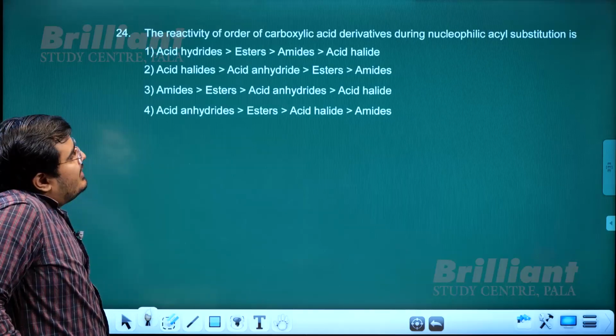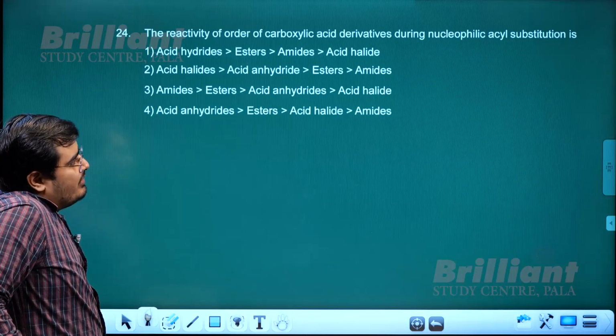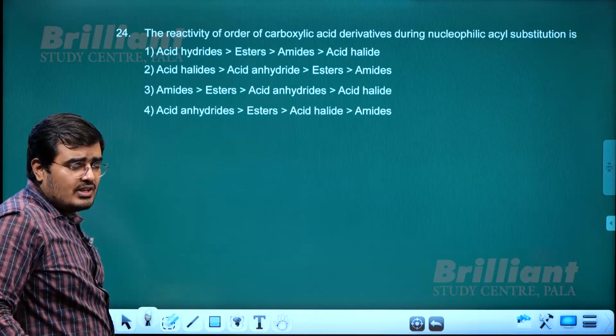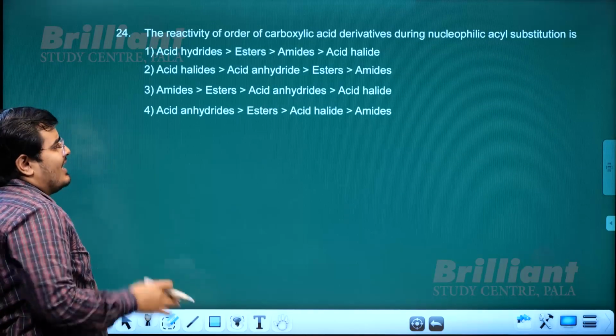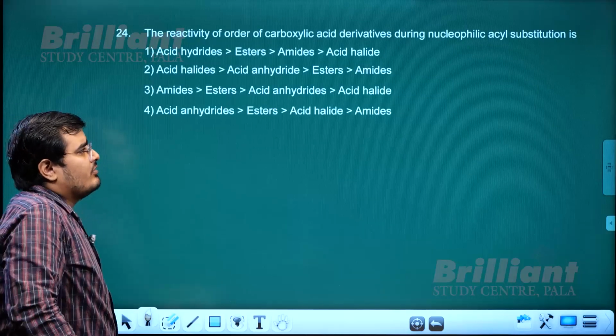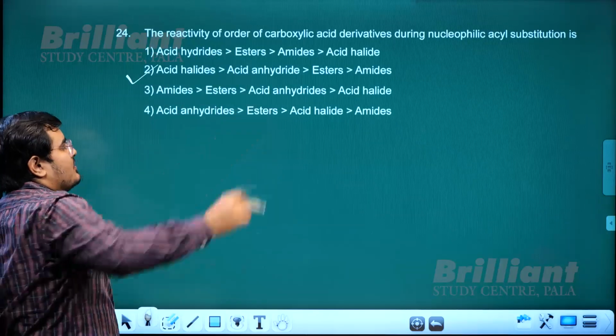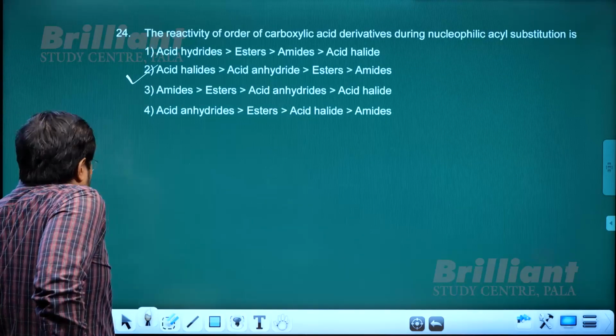Next is the reactivity order of carboxylic acid derivatives during nucleophilic acyl substitution. This also I discussed. This was the last part of our theory, in which acid halides are the most reactive, followed by acid anhydrides, then esters, and then amides, which will give us option 2 as the answer.